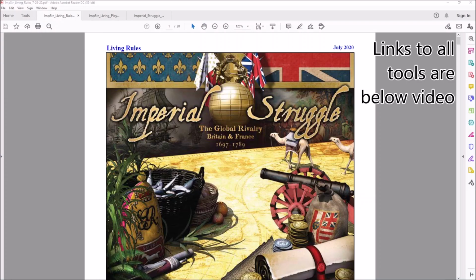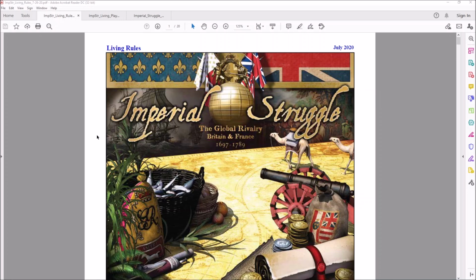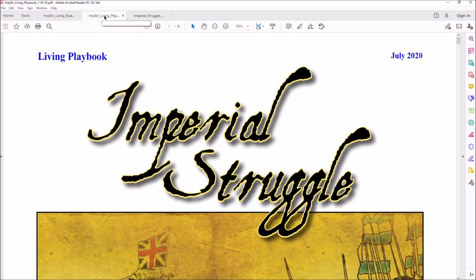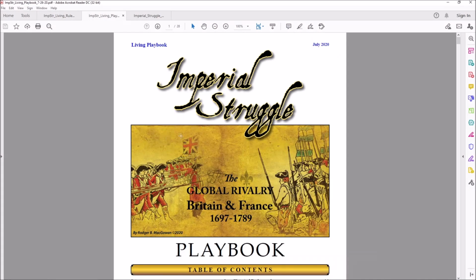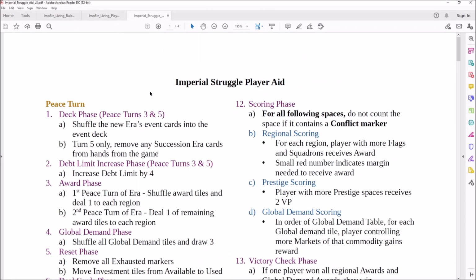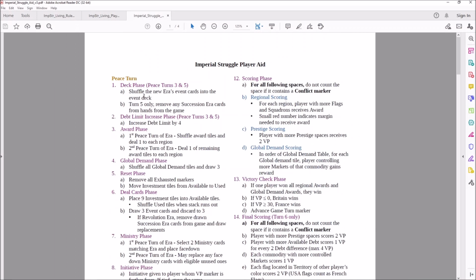So let's start with the tools. Which tools will I be using? First of all, the rulebook. You can get it from the GMT page. I will paste the link. We have also the playbook, which is important for setup, and I will also be using a very convenient, very helpful and useful Imperial Struggle Player Aid. It actually helps me in almost every game which I'm playing by email, for example.